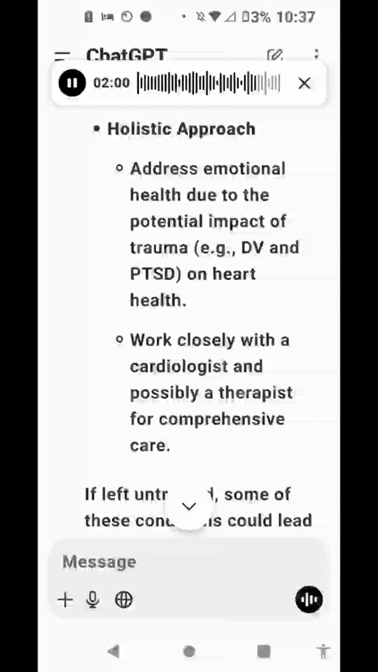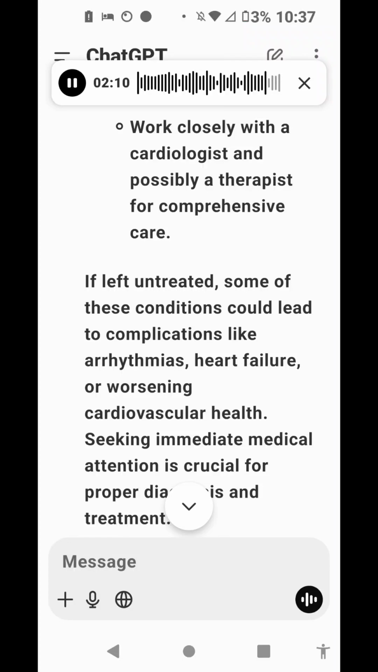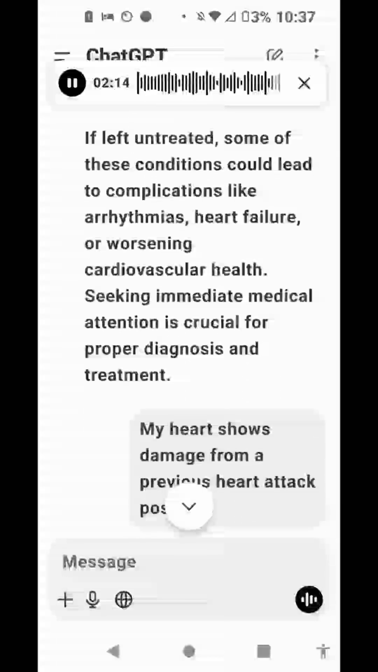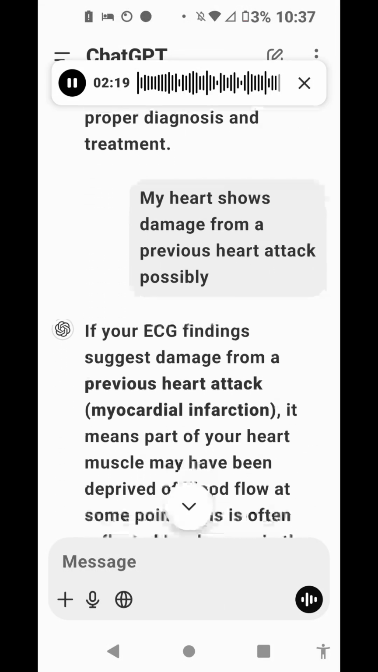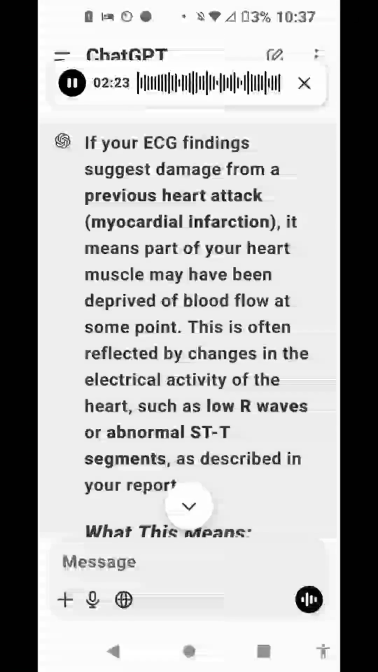Holistic approach. Address emotional health due to the potential impact of trauma, e.g. DV and PTSD, on heart health. Work closely with a cardiologist and possibly a therapist for comprehensive care. If left untreated, some of these conditions could lead to complications like arrhythmias, heart failure, or worsening cardiovascular health. Seeking immediate medical attention is crucial for proper diagnosis and treatment.